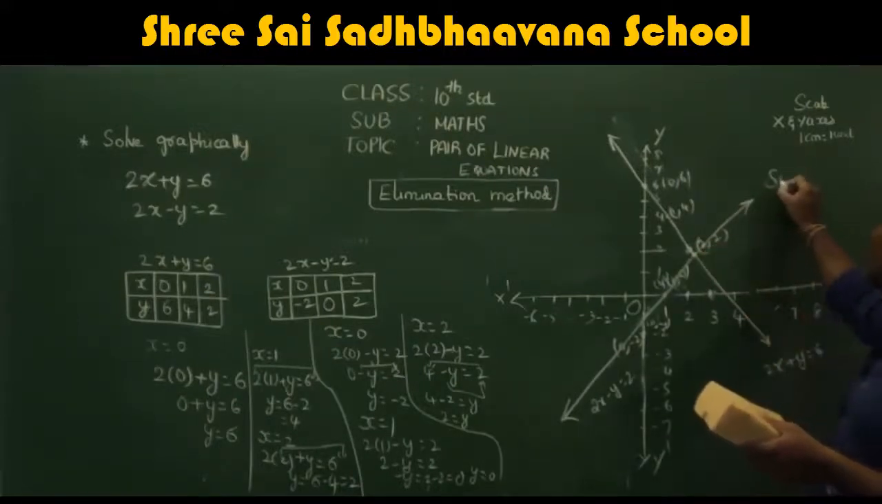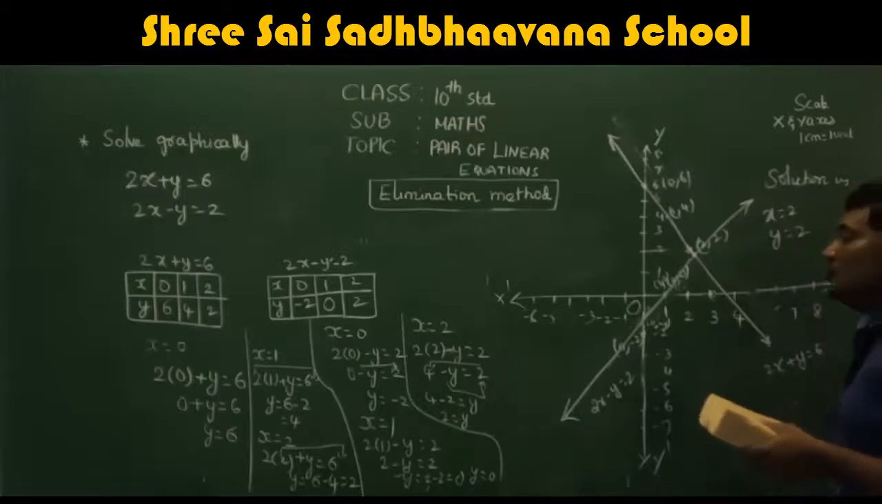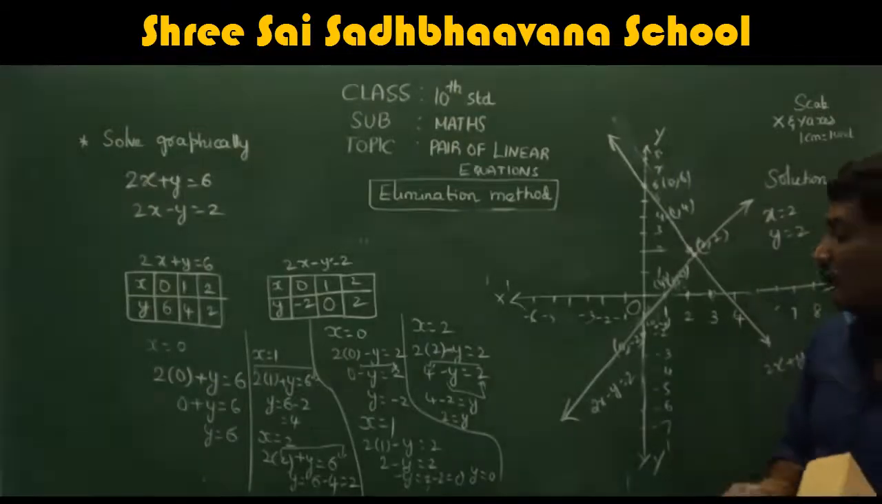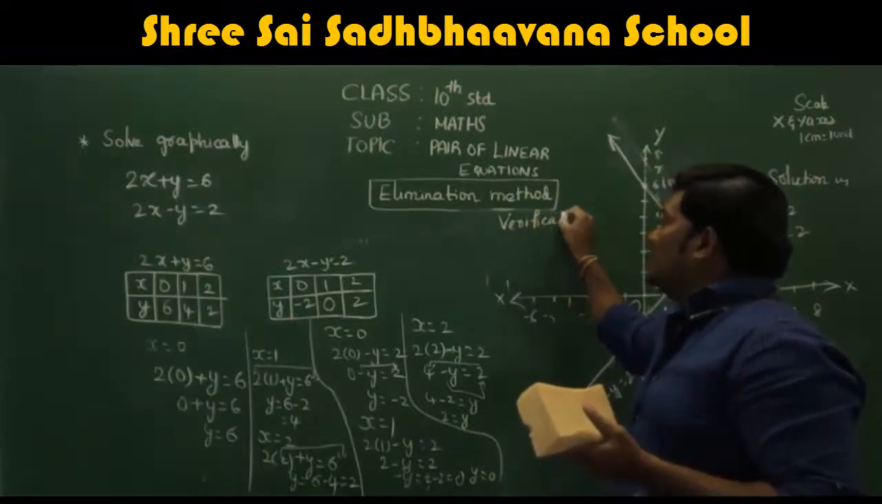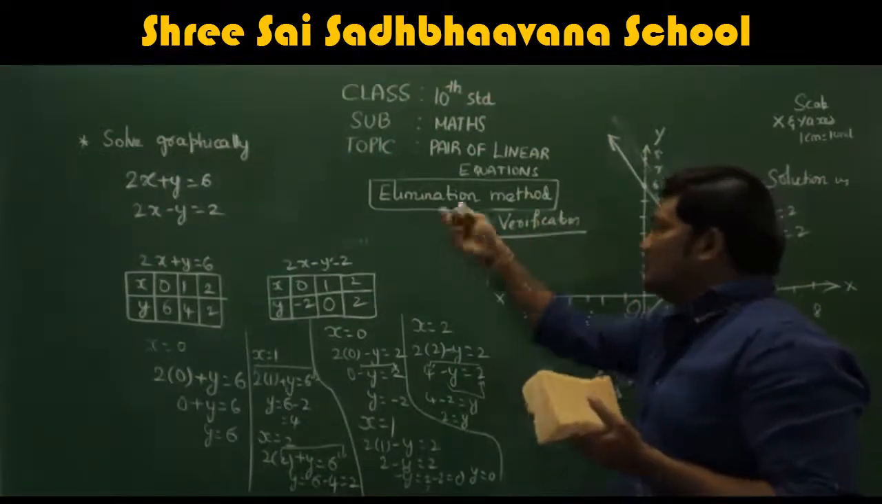Solution: x is equal to 2 and y is equal to 2. So verification is, as I told you, optional. When you do verification, just substitute the value.